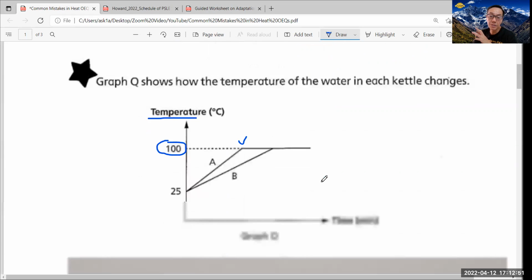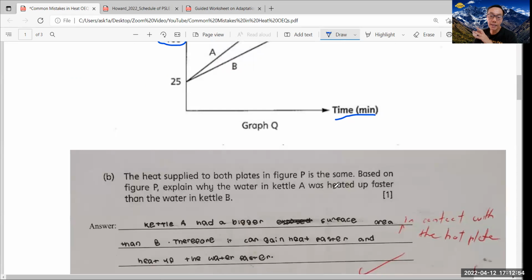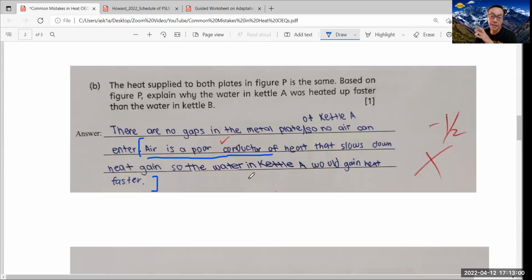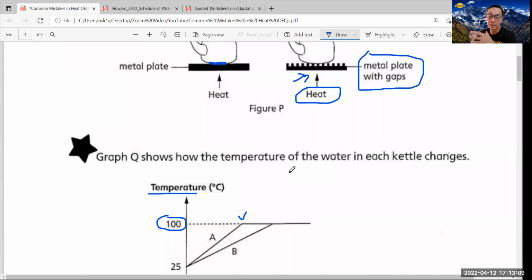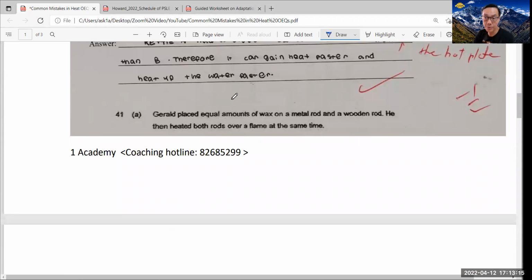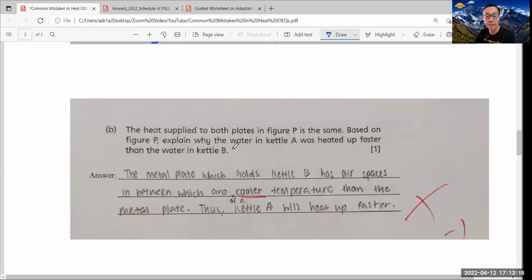So instead, the student should answer why kettle A heats up faster. So to improve this question, they should say that air is a poor conductor of heat that slows down heat gain, so the water in kettle B gains heat slower than in kettle A. Hence, the water in kettle A boils faster. So this is one possible answer. And let's look at another wrong answer by this student. The student mentioned the metal plate which holds kettle B has air spaces in between which are cooler temperature. So this part is a wrong concept. We don't talk about cooler temperature.